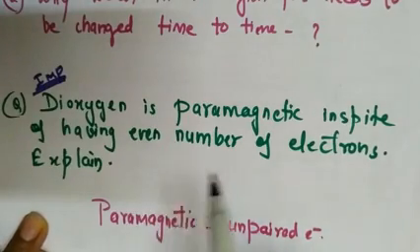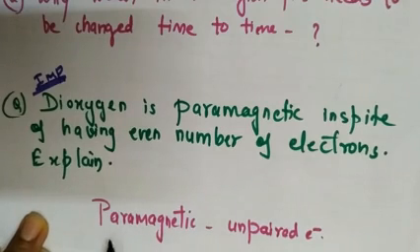For this, we should know what is paramagnetism. Paramagnetism means paramagnetic behavior is seen in the elements which show unpaired electrons in their valence shell. Okay, unpaired electrons in their valence shell. So how this happens, we will see.